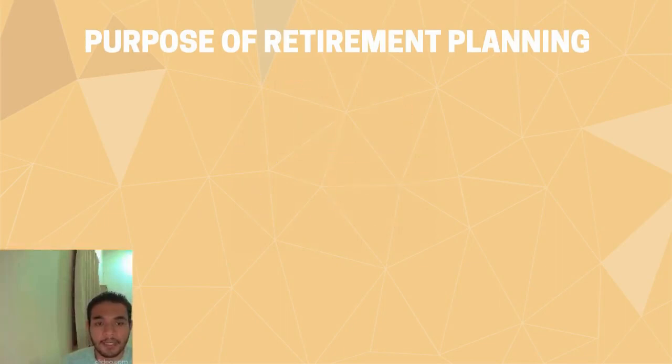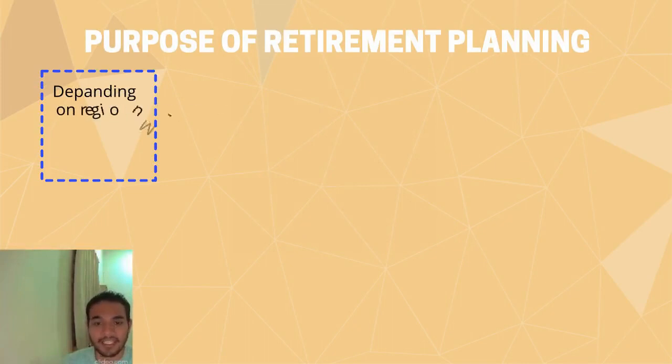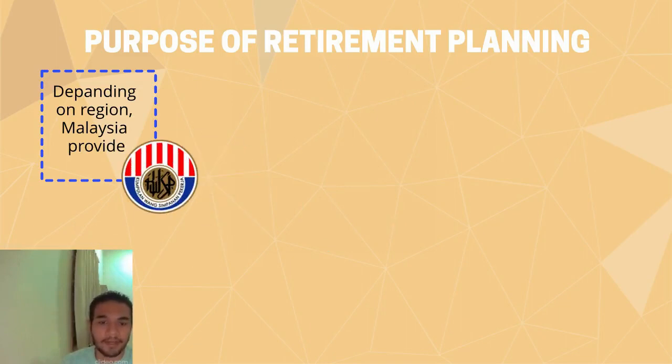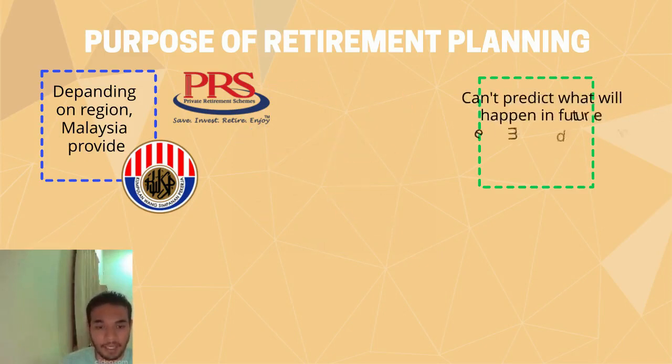And then some retirement plans are different depending on the region, such as in Malaysia, where many retirees choose to put their money in employee provided funds or private retirement schemes, which is EPF and PRS. So the fact that we can't predict what will happen in the future emphasizes the need of making a retirement plan.